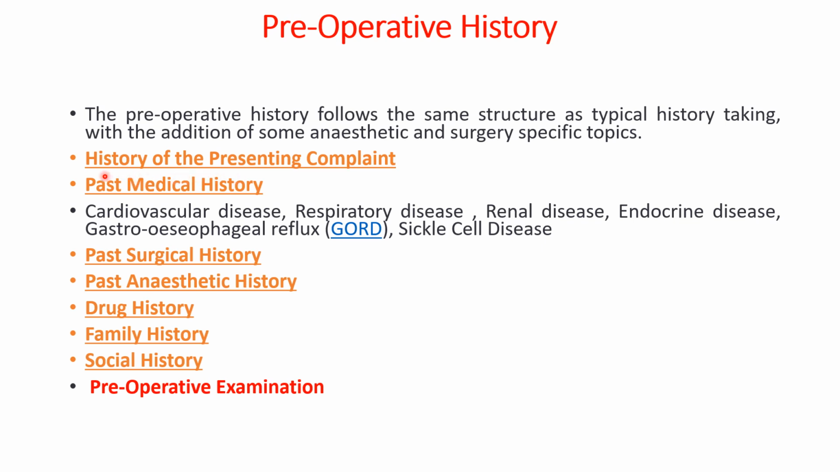So for example, in the history of presenting illness: why is the patient here? Why did the patient attend this clinic, and what is the scheduled procedure? You may also identify aspects of the disease or condition requiring surgery that may be important to the anesthetic, for example, if the patient has an abnormal airway anatomy.